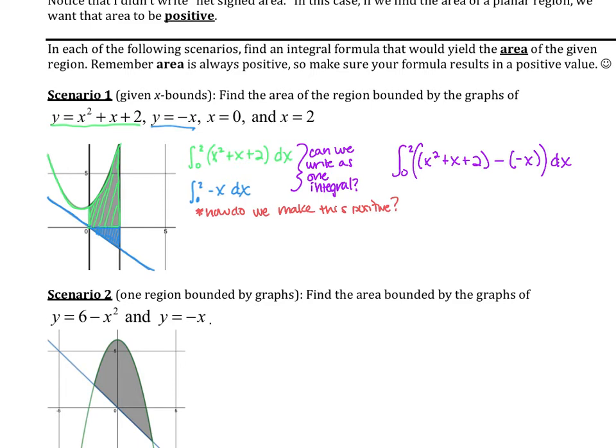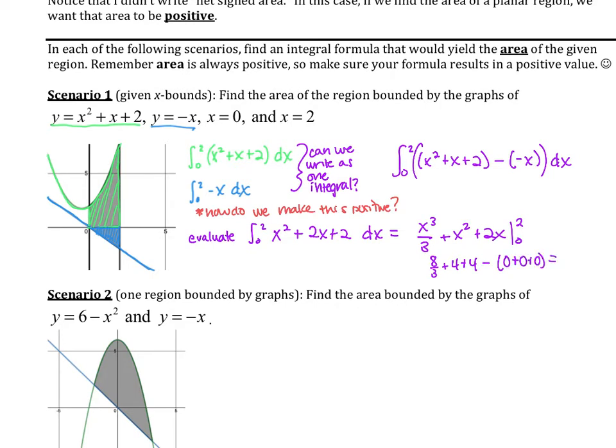So let's try it. If I want to evaluate this, I may simplify it first. So x squared plus x plus 2 plus x would give me x squared plus 2x plus 2. And when I take the antiderivative, we'd get x cubed over 3 plus x squared plus 2x evaluated from 0 to 2. Plugging in 2 and 0 using the fundamental theorem of calculus, plugging in 2, we would get 8 over 3 plus 4 minus, well, all of that would be 0. So we get 8/3 plus 12.